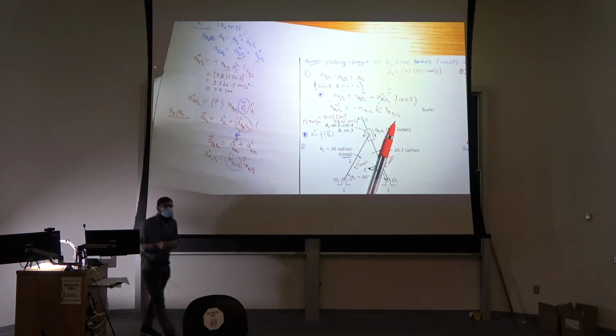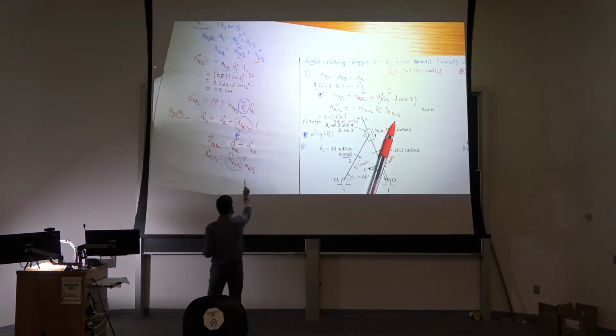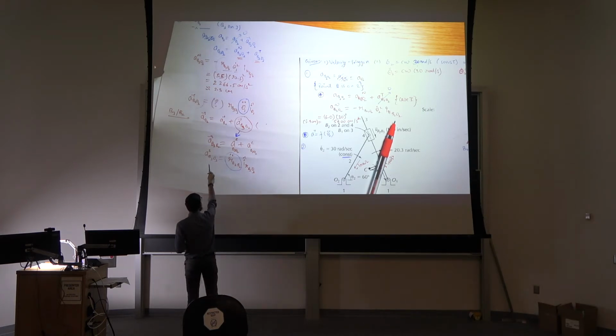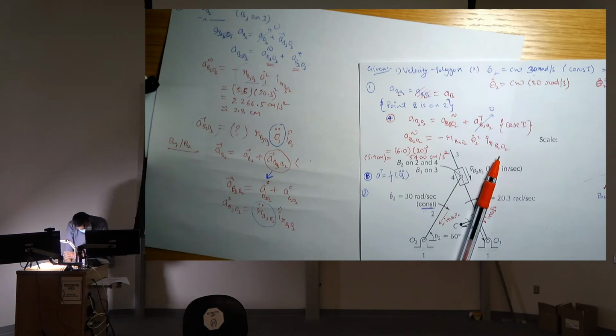Sorry, could you repeat what the subscripts are for the last line that you just wrote? Oh, these? Yeah, the whole line. Oh, it's A slider, B3O3, R double dot, B3, B2, and sorry, I just missed something.